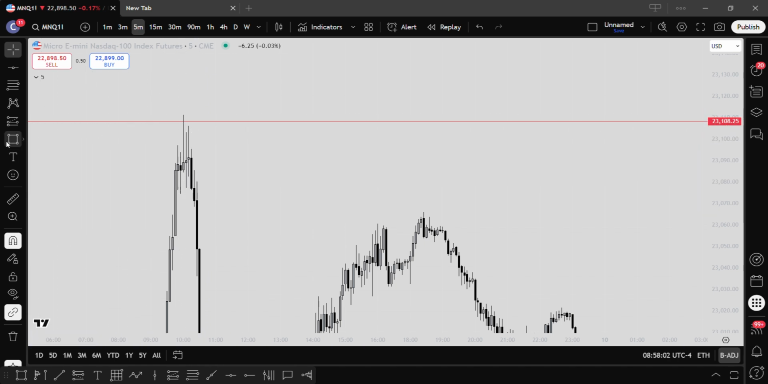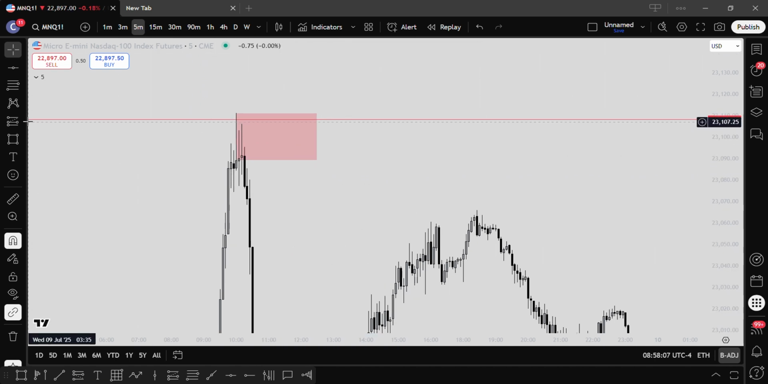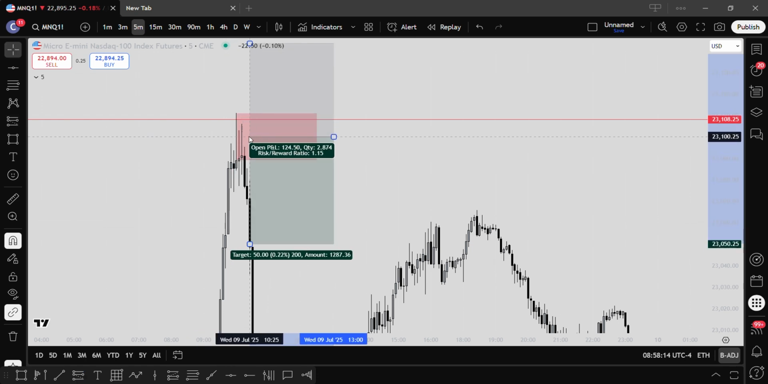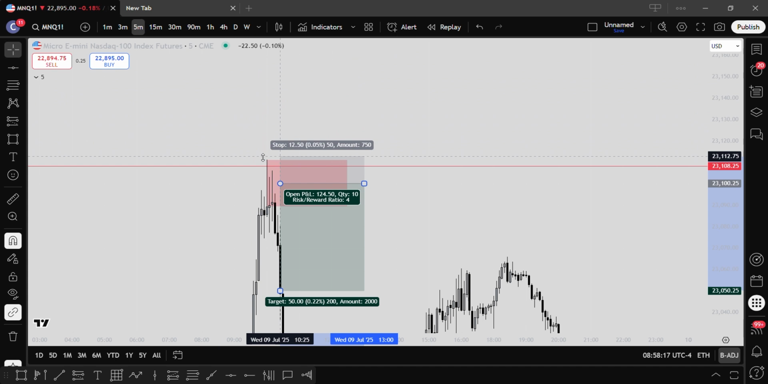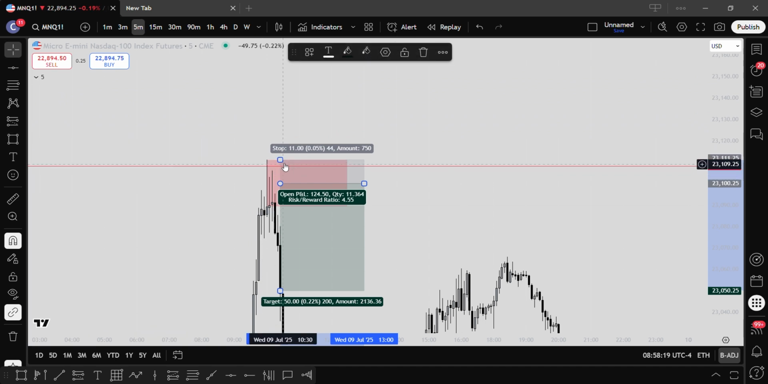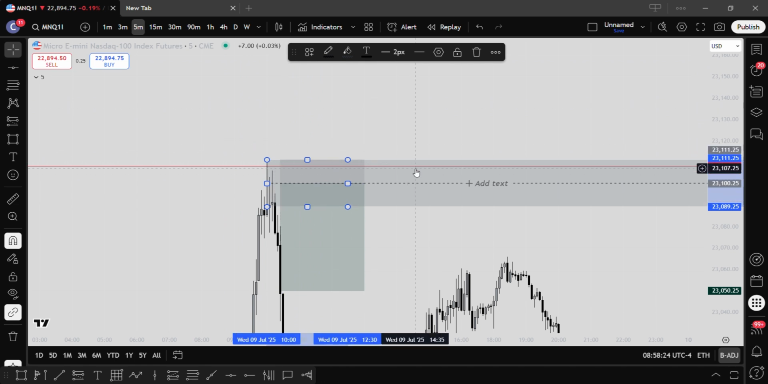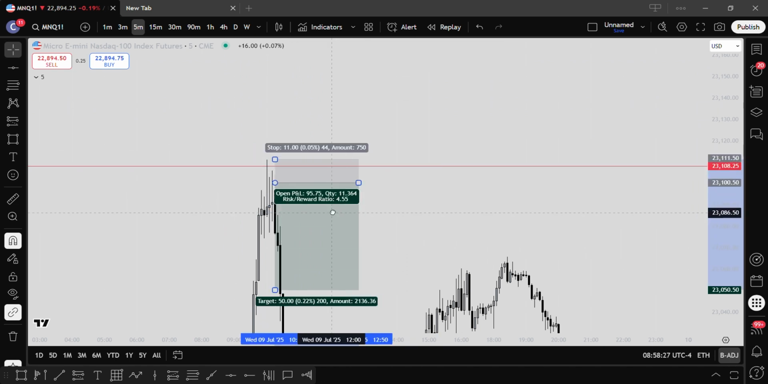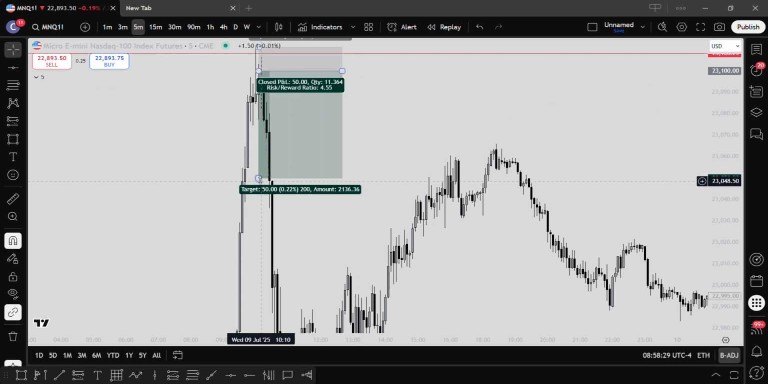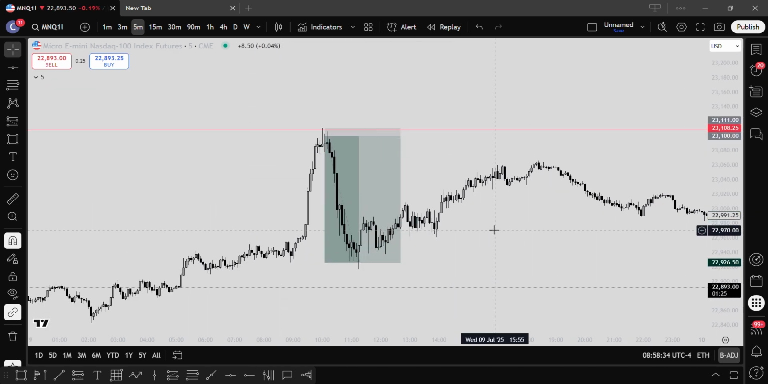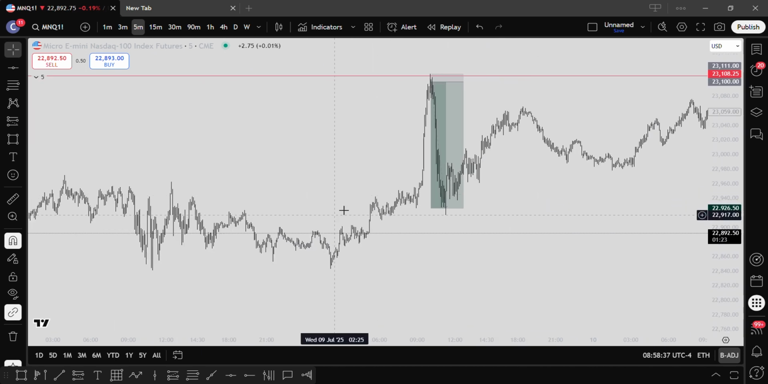So once we tapped, we created a rejection block in which you can just enter of it or you can enter of the 50% of it, which I'm gonna explain later, giving you a very, very tight stop loss in which you can just print all of that to the downside. Okay, so yeah, this is basically a rejection block.